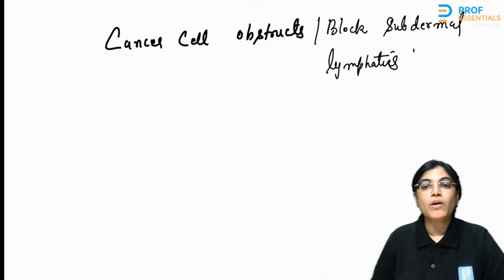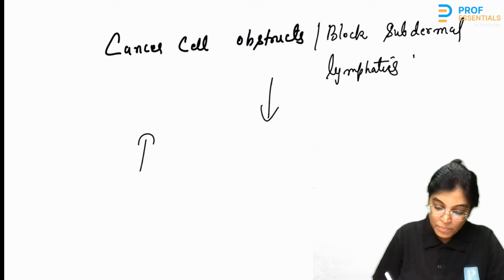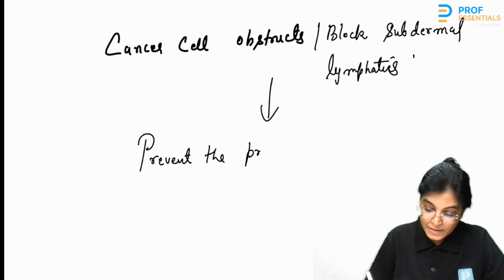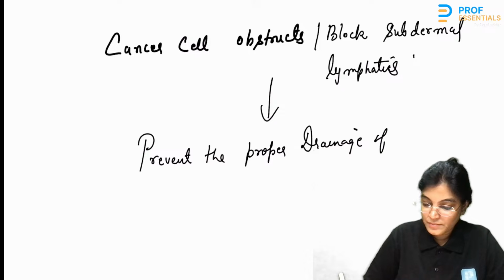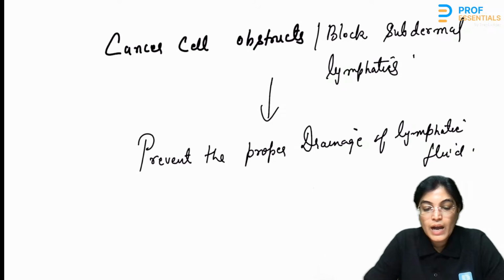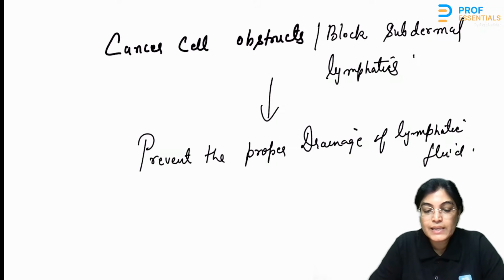So they will lead to the blockage of subdermal lymphatics, okay, my dear students. And this will prevent the proper drainage of lymphatic fluid. So there is no proper drainage of the lymphatic fluid, and this will lead to localized edema, lymphedema. This will lead to localized lymphedema because the skin is fixed in the part of Cooper's ligament.